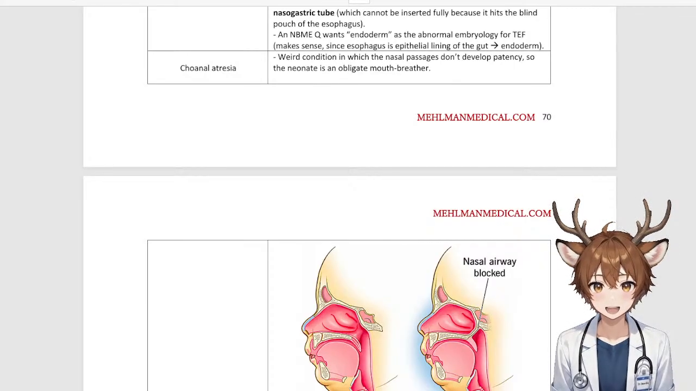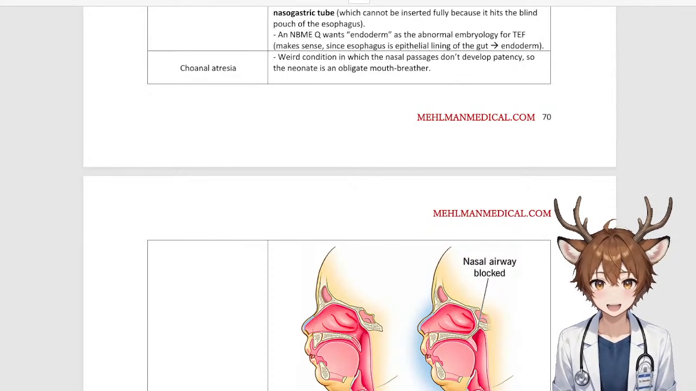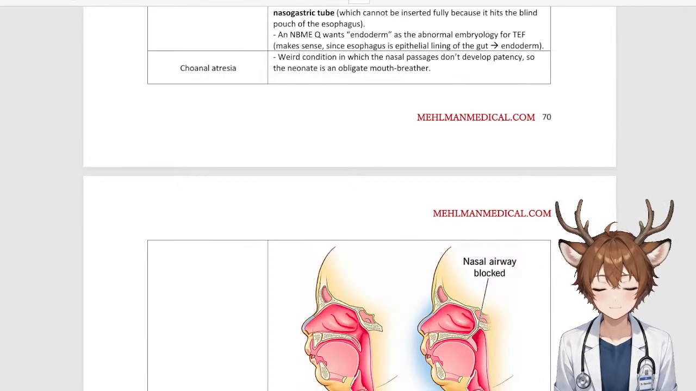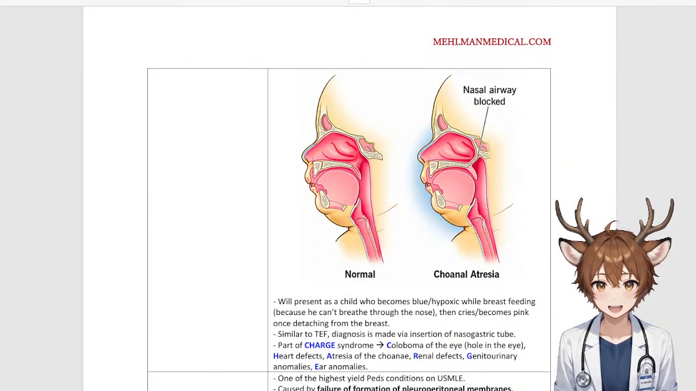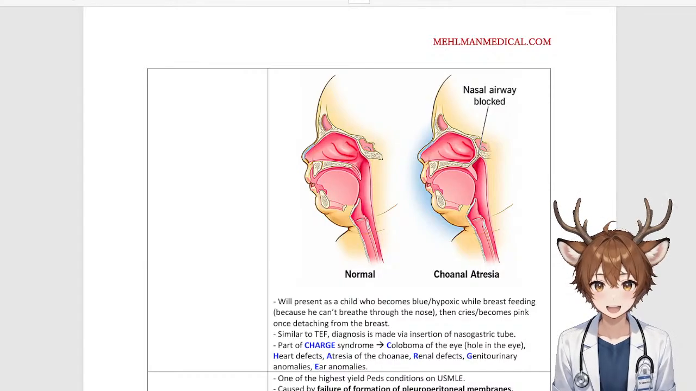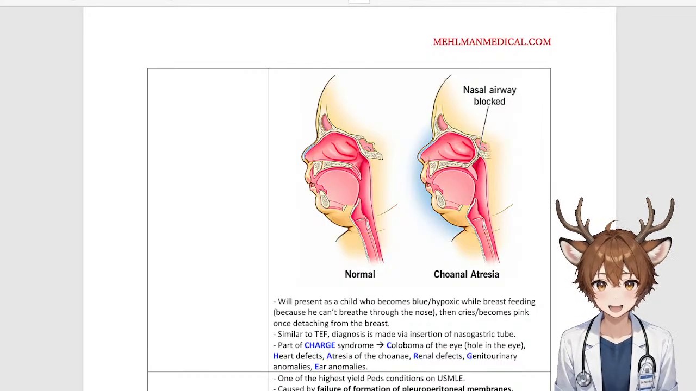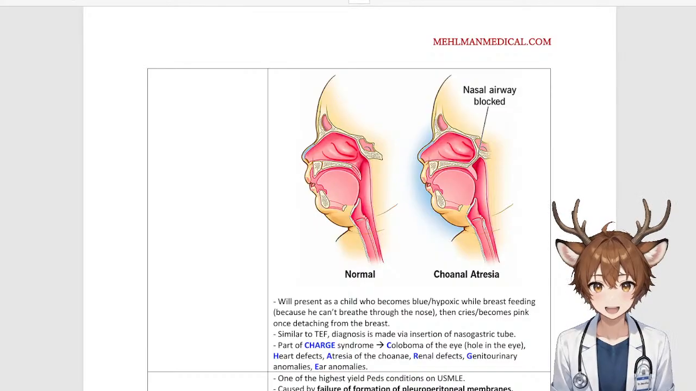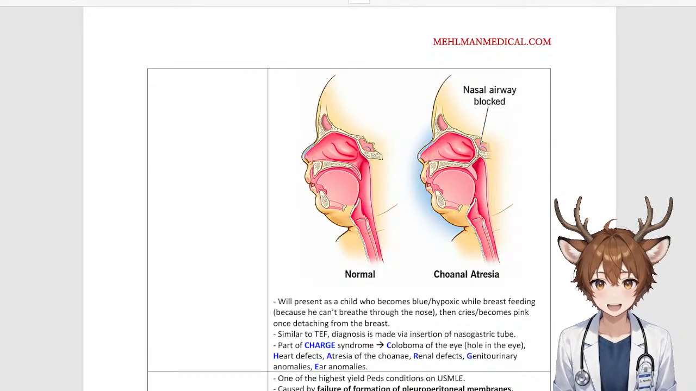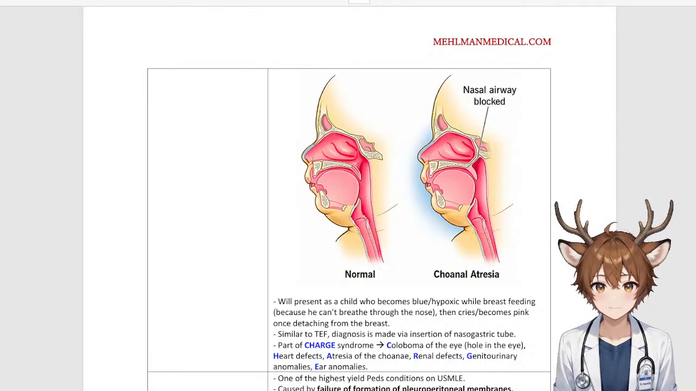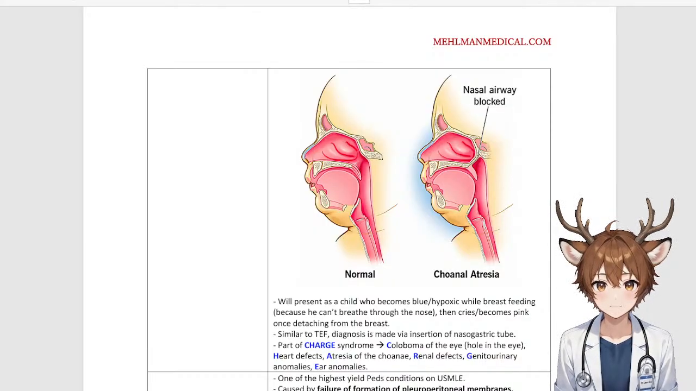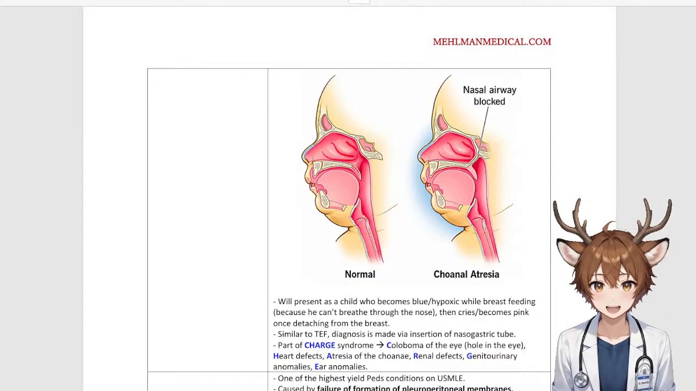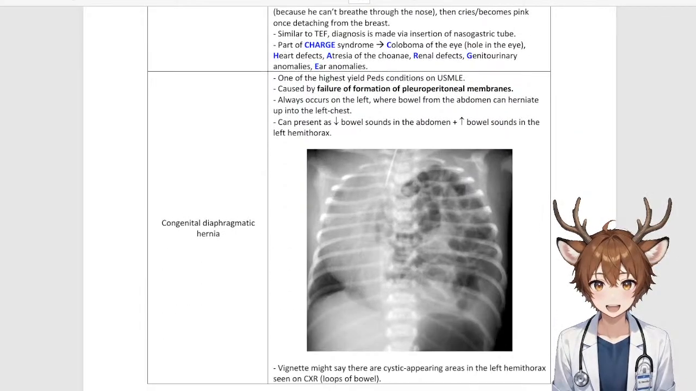Choanal atresia, weird condition in which the nasal passages don't develop patency, so the neonate is just an obligate mouth breather. Or present as a child who becomes blue and hypoxic while breastfeeding, because he can't breathe through the nose. The child cries and becomes pink once detaching from the breast. Similar to tracheoesophageal fistula, diagnosis is made by insertion of a nasogastric tube. Part of CHARGE syndrome: coloboma of the eye, heart defects, atresia of the choana, renal defects, genitourinary anomalies, ear anomalies. So it might be part of a constellation of symptoms.